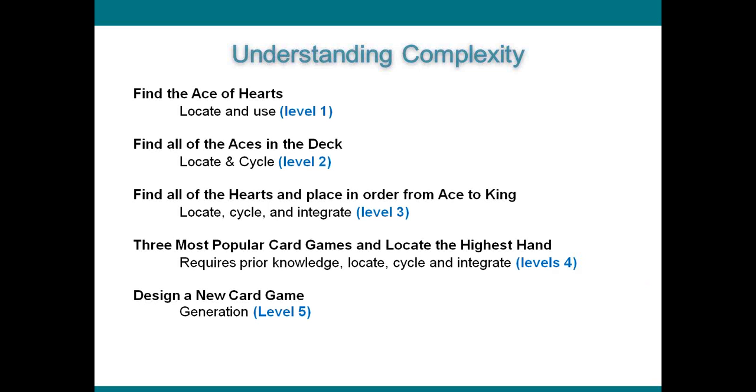So in summary, level 1 is really to locate one piece of information. A level 2 is locate and cycling multiple pieces of information. A level 3 is where you're locating, cycling, and integrating that information. A level 4, you require background or prior knowledge to solve that. And then a level 5 is you're generating something new.